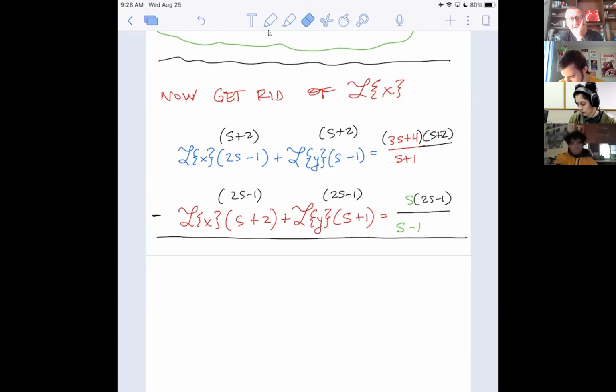It's just that on the right side of our equation, we got a bunch of s's, so it makes sense to do that. On the left side, we got a bunch of Laplace transforms.